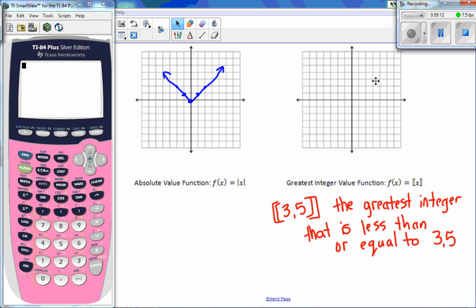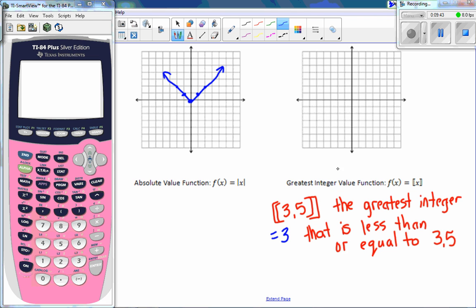This next one is a little newer for us. I don't think that we did this last year, and it's called the greatest integer value function. It has a weird notation, looks like little double brackets. All it means is, for example, if I had the little symbol with double brackets of 3.5, I'm asking for the greatest integer that is less than or equal to 3.5. And the answer would be 3, the largest integer that's less than or equal to this.